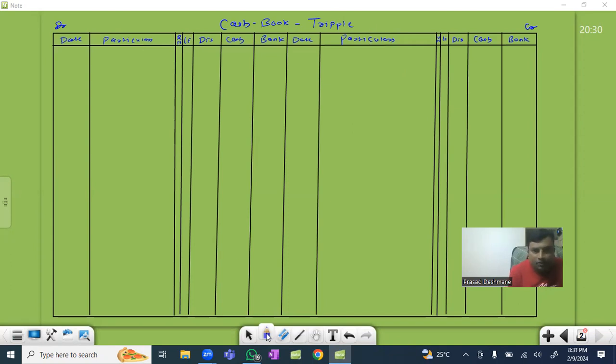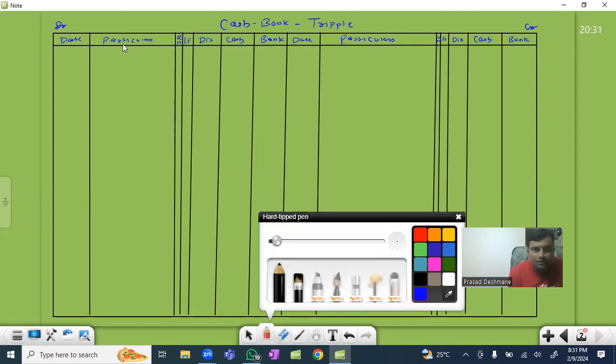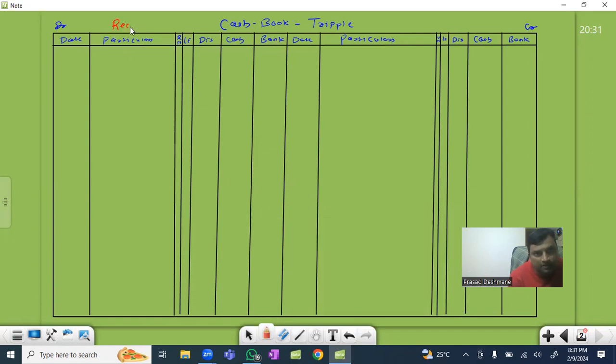So I'll just write the rule over here. On the debit side of the cash book, what do we write? All the receipts. And on the credit side of the cash book, we write all the payments, correct? Debit side all the receipts and credit side all the payments.